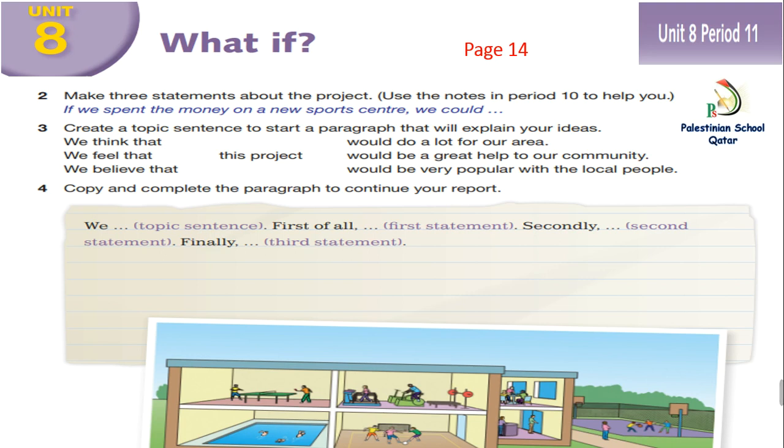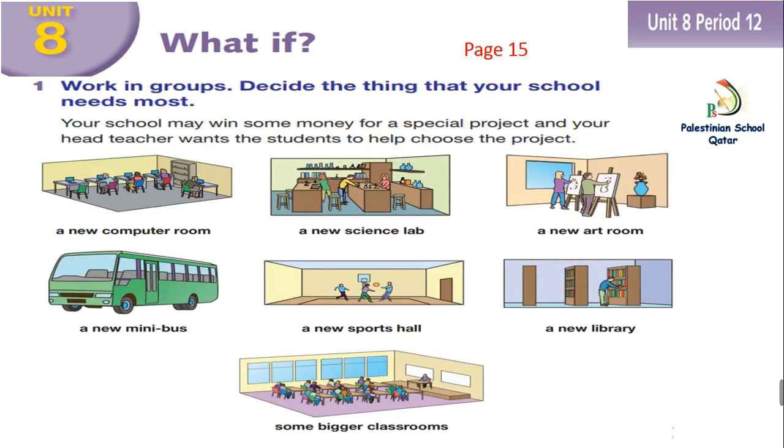At the end, give me a short conclusion paragraph, or a line actually. Why do we choose a sports center? Okay, now this is just an explanation of how to write the report. Now on page 15, we have something a little bit different.